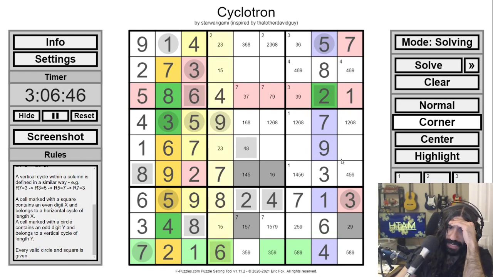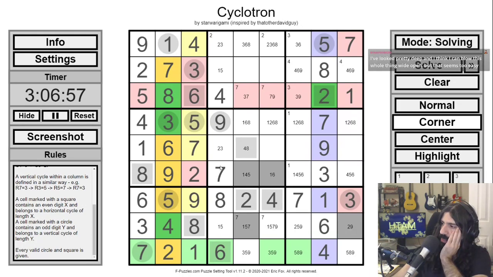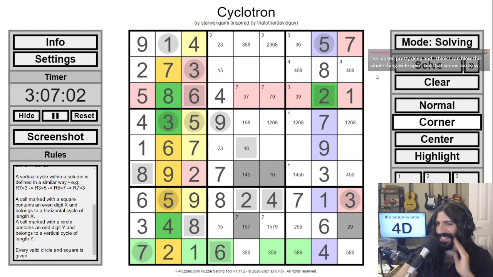Maybe now we can actually look at this column and figure out what's what. I've looked pretty deep, and I think I can blow this whole thing wide open. But that seems too easy.